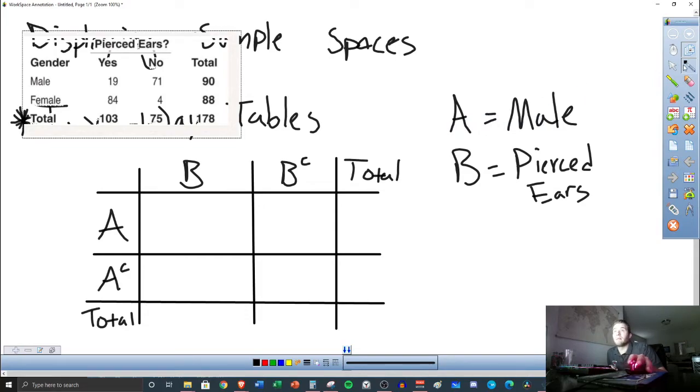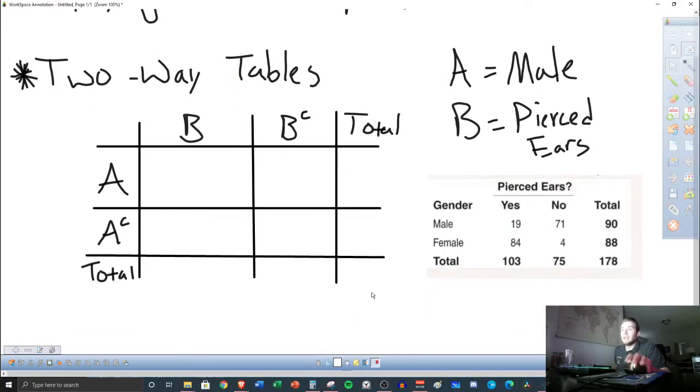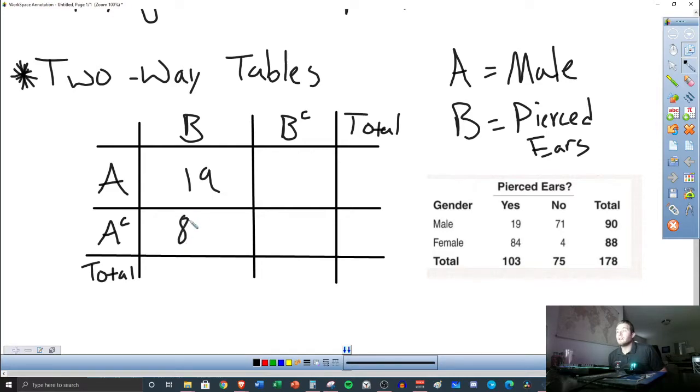Paste. There we go. Let's move that over here. Okay, so we've got our event, and let me go ahead and fill that in. You should have this on yours: 19, 84, 71, 4, 1, 3. And again, we've dealt with two-way tables before.